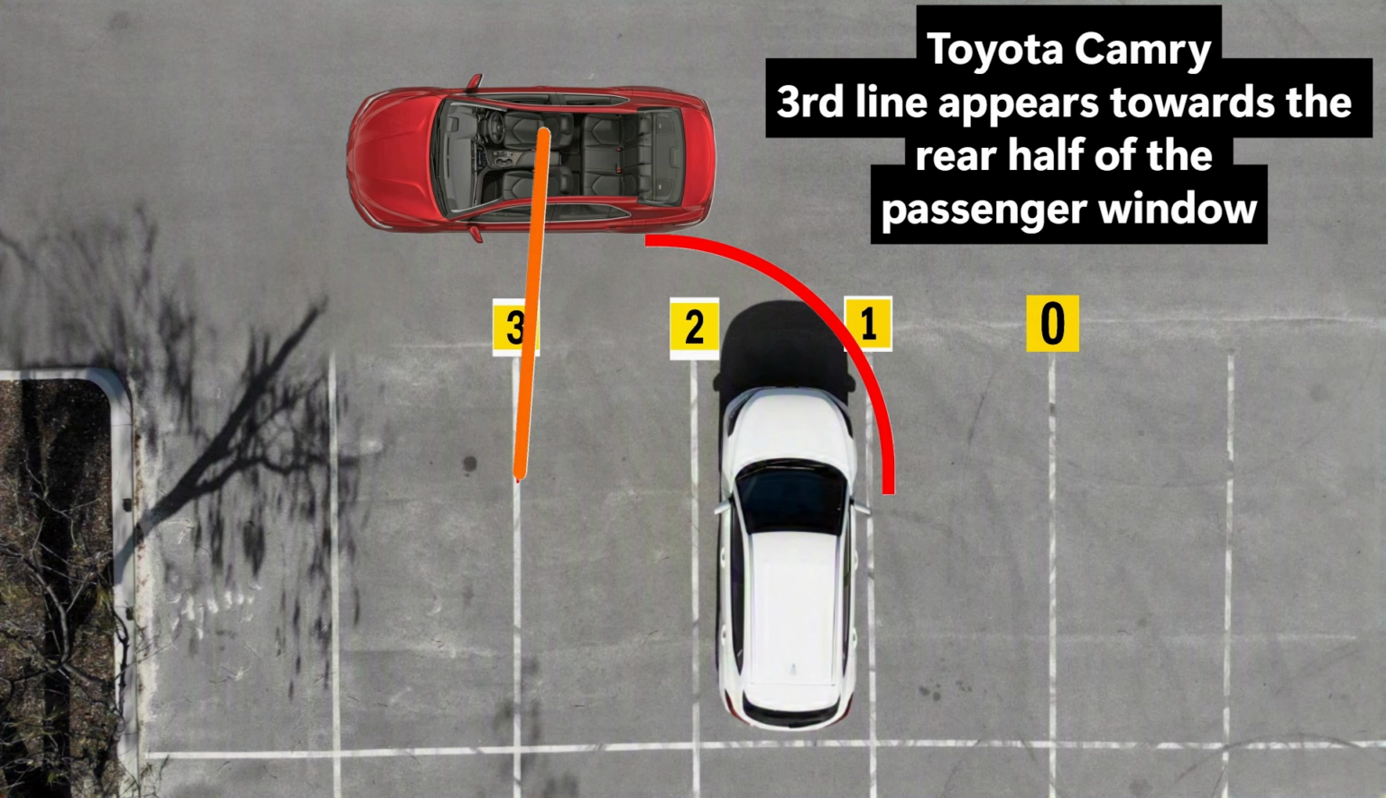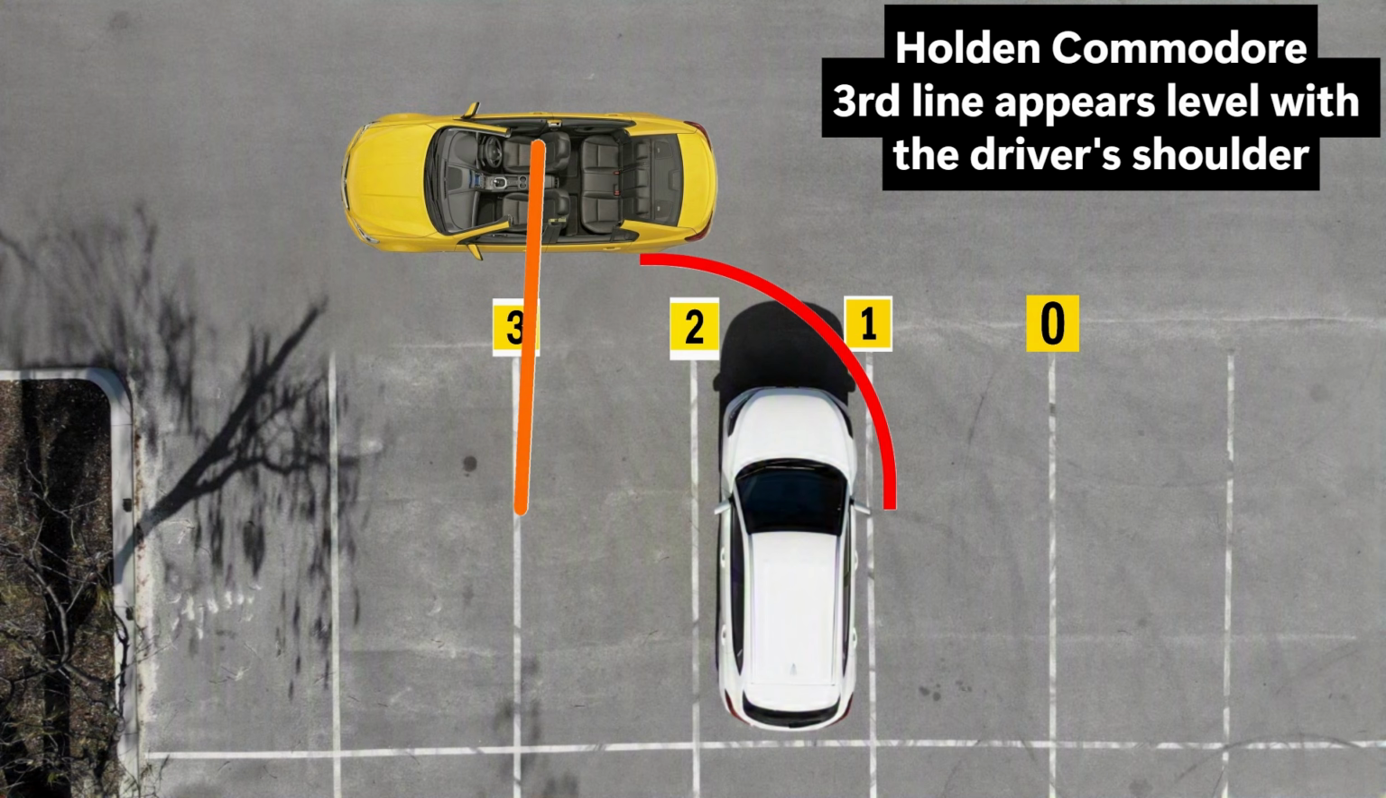And here we have a red Toyota Camry, very, very similar to the RAV4 in terms of what the driver sees when they look at the third line, when they're lined up correctly, and in terms of how tightly the car can turn into the bay. This next example, the yellow Holden Commodore, is virtually identical to the Toyota Camry. It's about the same length, the driver sees the line in about the same position, and its turning radius is basically identical.